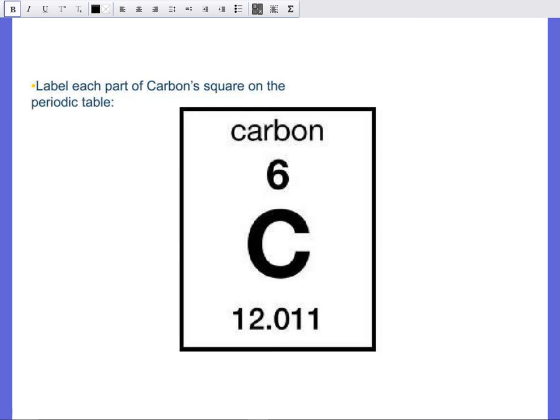All right, the next part we're going to do is label a square of the periodic table. So the first thing we're going to do is look at the top. Carbon is the name of the element. The number 6 would be the atomic number. C is the symbol. And 12.011 is the atomic mass, which is the weighted average of all the naturally occurring isotopes.